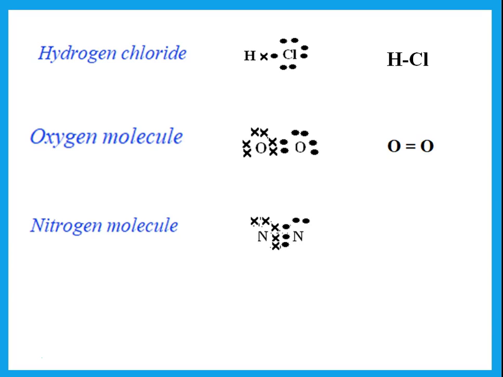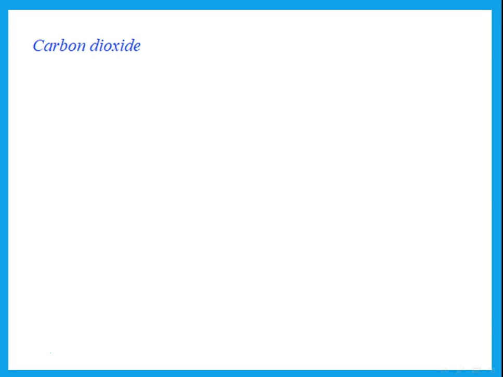Between nitrogen and nitrogen, each nitrogen has 5, so it needs 3. So it's going to give 3 and take 3. So we have 3 pairs of electrons being shared. Don't forget to put in the rest of the 5 for each nitrogen. So each nitrogen has 2 electrons that are not involved in the bonding. That means I am sharing 3 pairs of electrons. This is called a triple covalent bond.